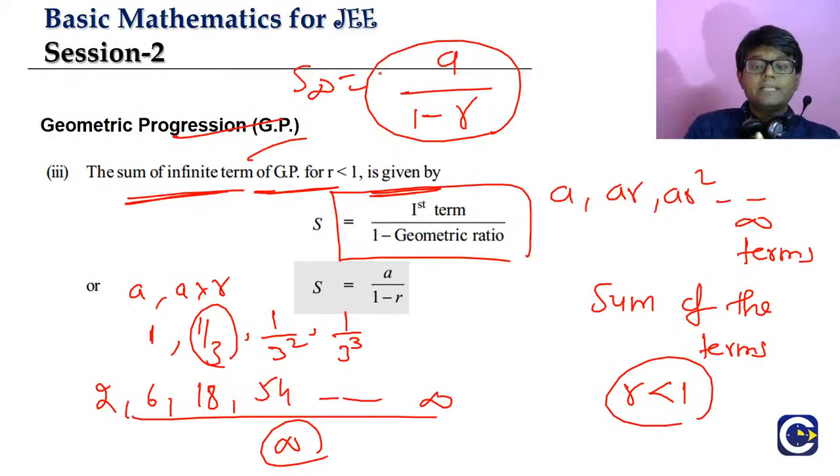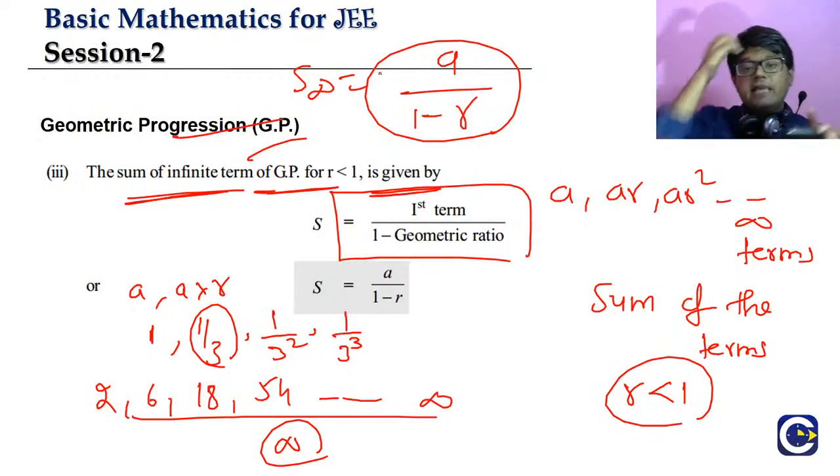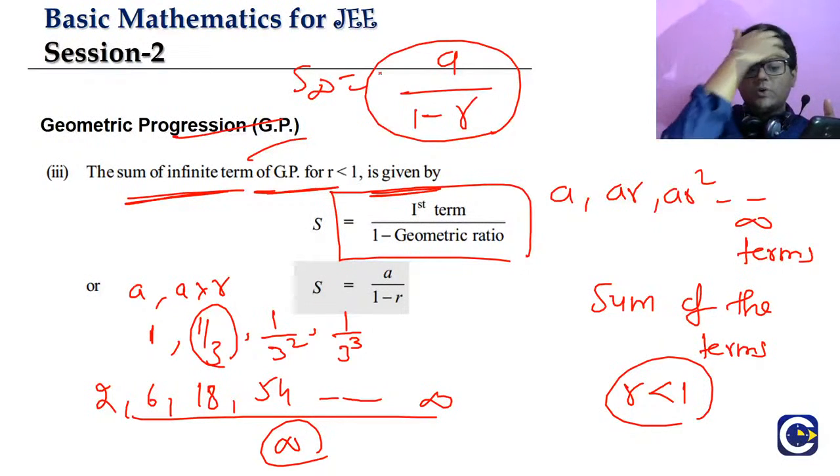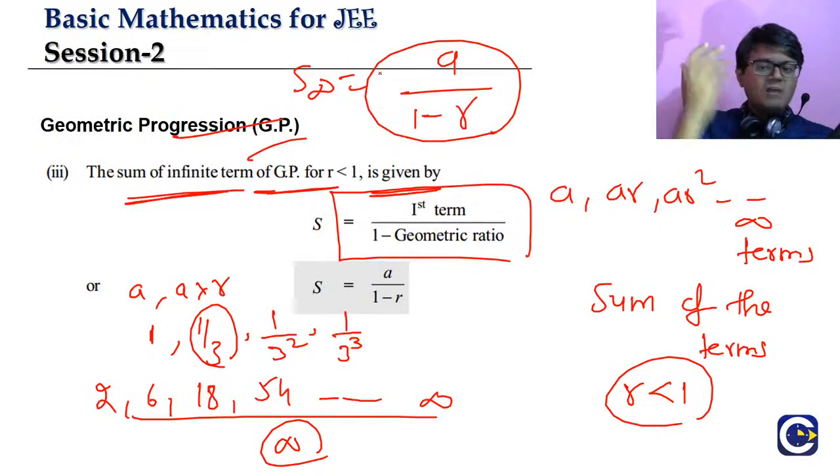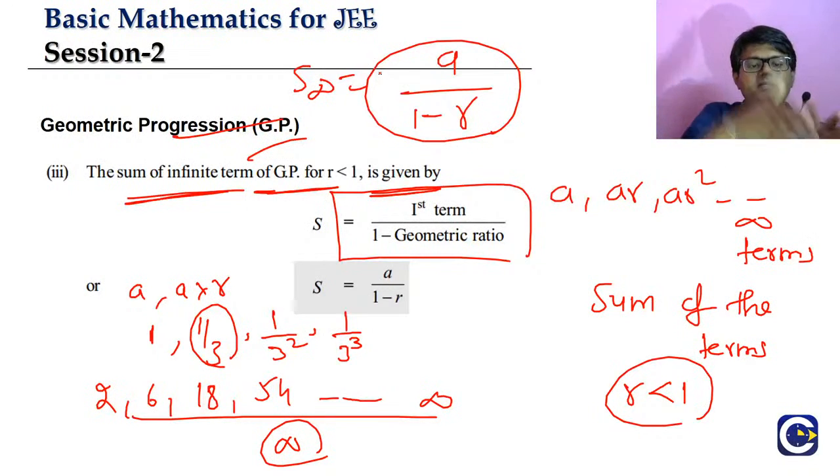And when are we going to use it? We'll use it when we have an infinite GP with common ratio less than 1. A common ratio more than 1 means this doesn't make sense, because if the numbers are increasing and we have infinite numbers, the sum is infinite.